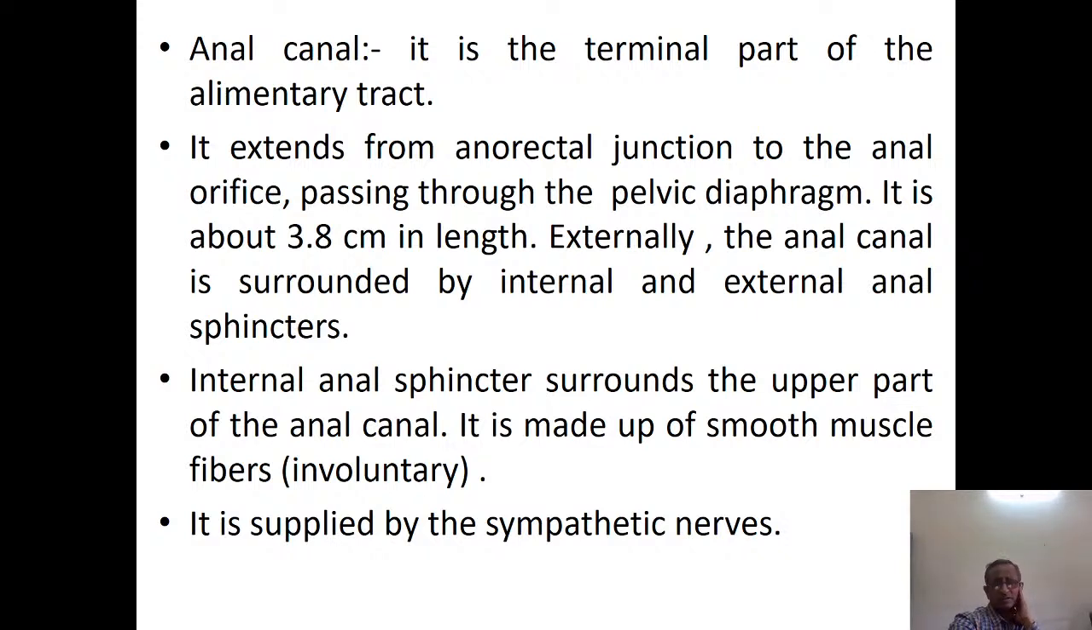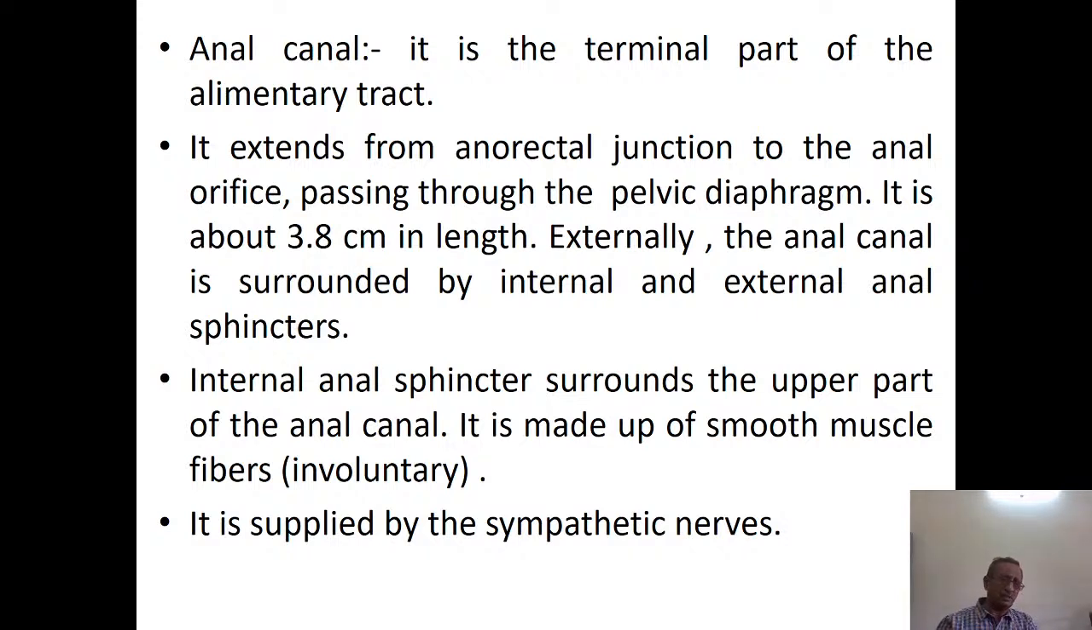The anal canal is surrounded by internal and external anal sphincters. So this anal canal is about 3.8 centimeters in length, and externally it is surrounded by internal and external anal sphincters. The internal anal sphincter surrounds the upper part of the anal canal. It is made up of smooth muscle fibers. It is supplied by sympathetic nerves.